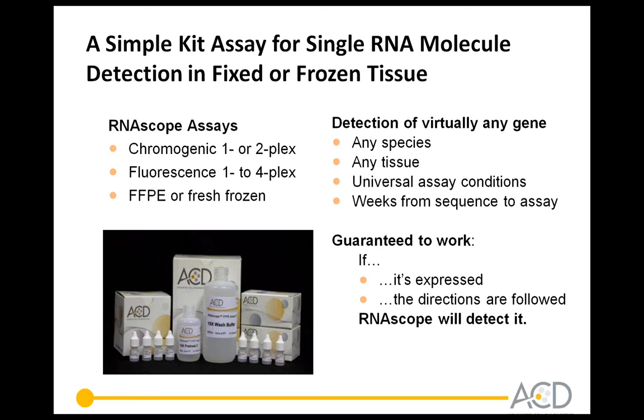The technique has been fully commercialized. We have multiple products available for singleplex chromogenic assays, duplex chromogenic assays. We have fluorescent up to fourplex assays, and these can be used in FFPE standard fixed tissue or fresh frozen tissue. And we can design probes for detection of virtually any gene in any species in any tissue within 2 to 3 weeks. You send us your accession number or RefSeq ID. We would design those probes for you that would work within this kitted assay that is shipped to you with everything you need, including wash buffers and detection reagents.